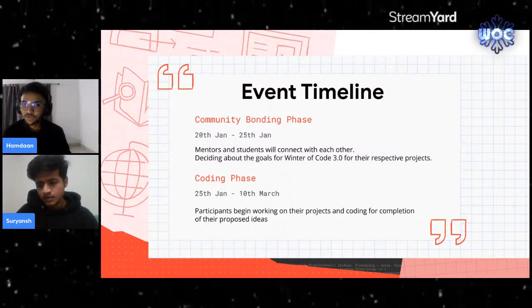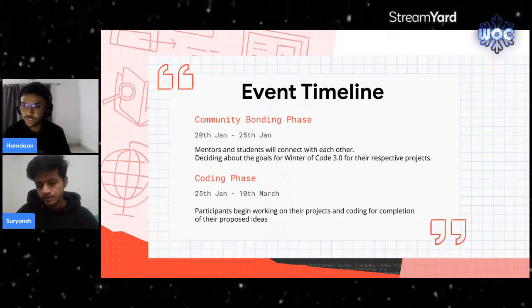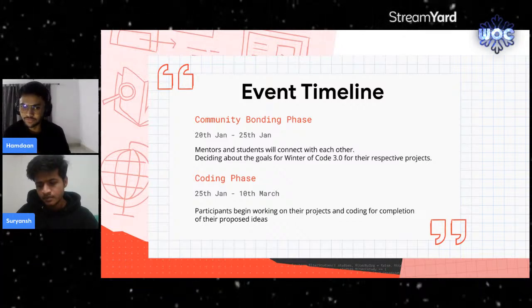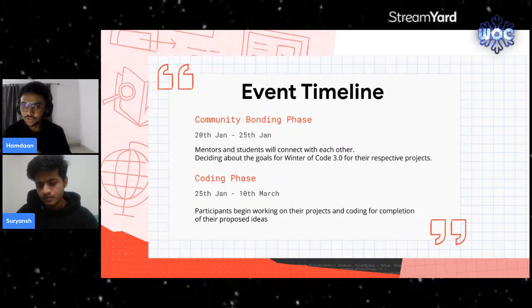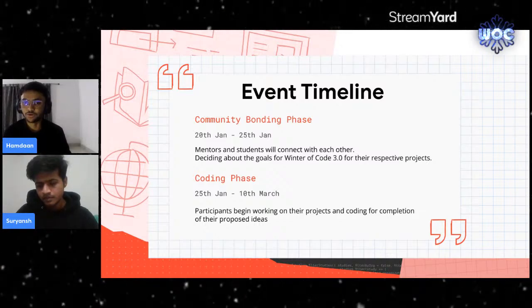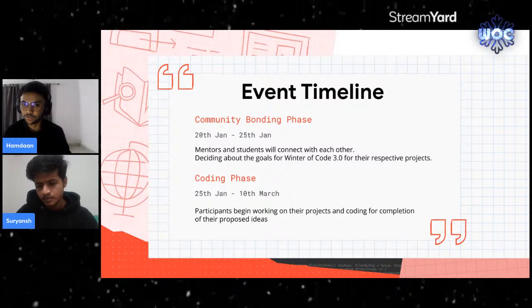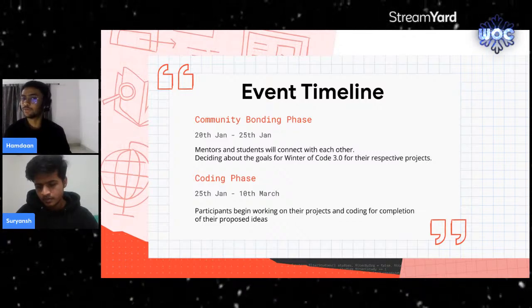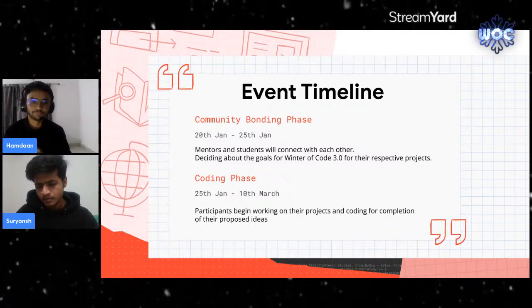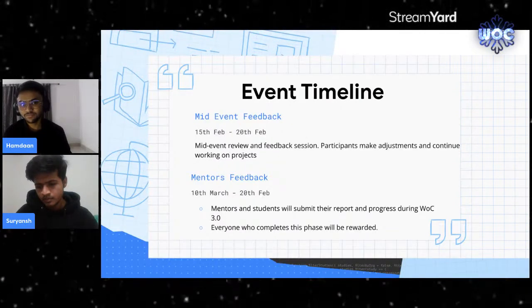Starting from 25th of January, you'll have your coding phase and it will last for about 45 days. Allow me to repeat that. It will last for about 45 days and it will end on 15th of March. This is the time where you will be actually working on your project and contributing to it, and your mentor will guide you on what contributions you have to make. So keep in touch with your mentors and keep contributing. Next slide, please.